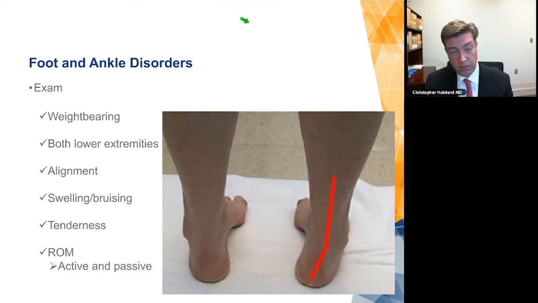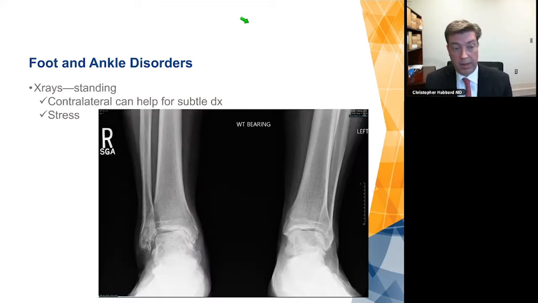Active is the patient using their own power and strength to try and move that joint, whereas passive is you're using your hands in terms of trying to assess the flexibility of the joint.